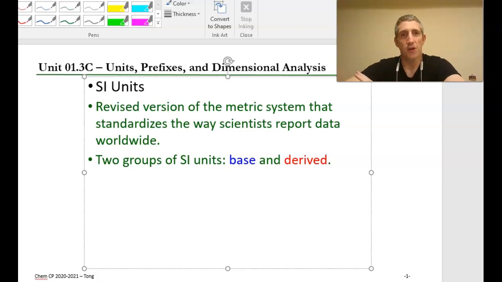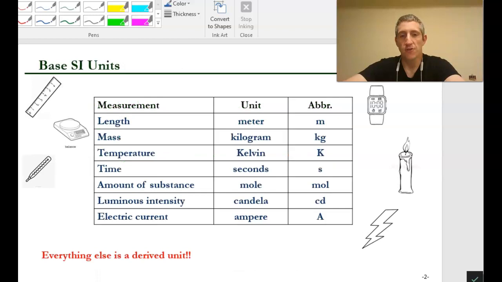Even within that, there are two main categories of units: base and derived. Base units are measured fairly directly. Length with a ruler, mass with an electronic balance, temperature with a thermometer, time with a watch. A couple of units you might not be familiar with are the brightness of something, named after a candle, the candela, and electric current. And later this year in chemistry, we're going to talk about the mole, how much material there is. Those are what's known as base units. They can be directly measured without other calculations being involved.